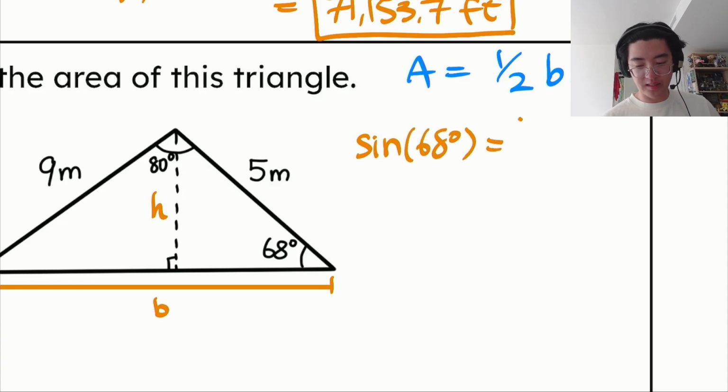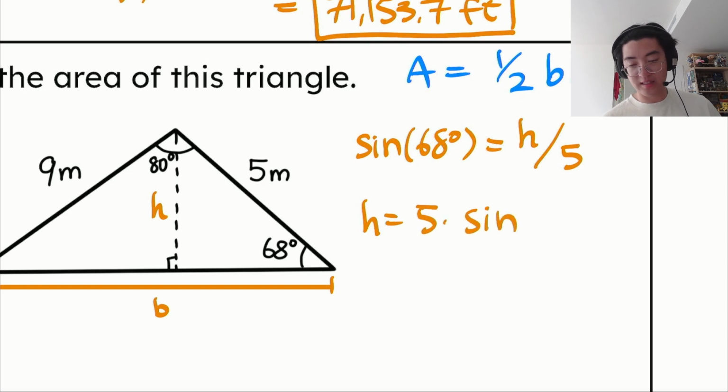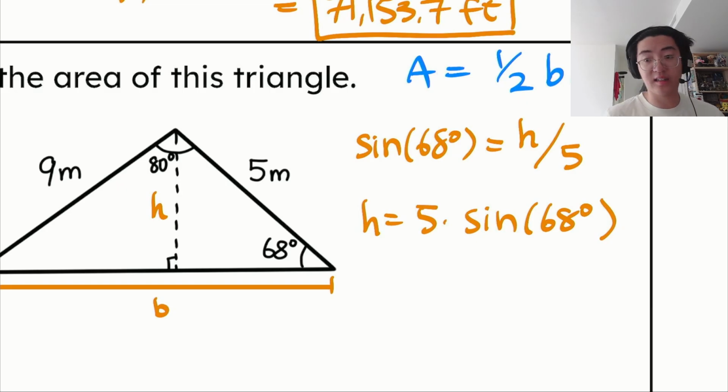So the opposite of this angle is h, hypotenuse is 5. So h is just 5 times sine 68. Remember, we do not calculate or round this yet, but let's highlight it. That's one piece of information.